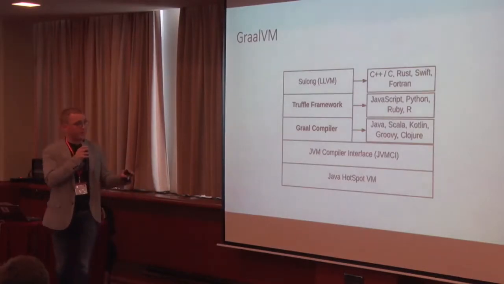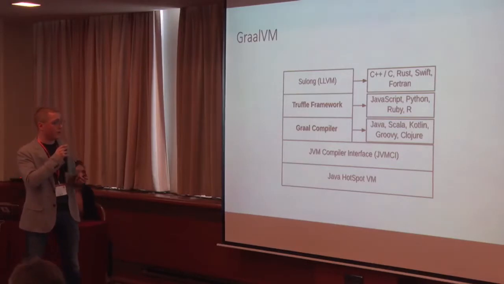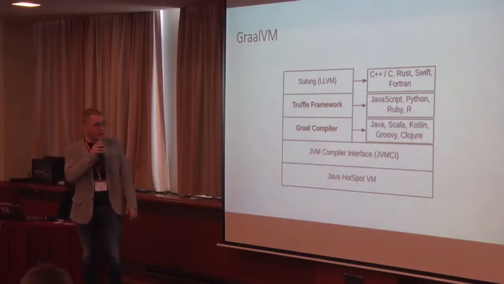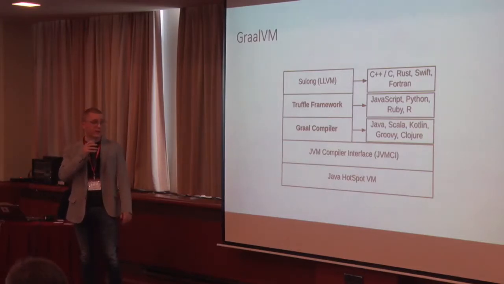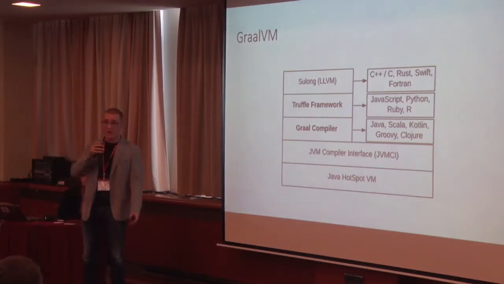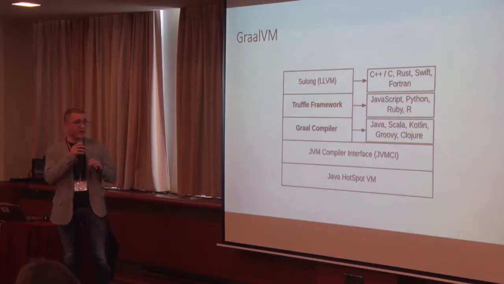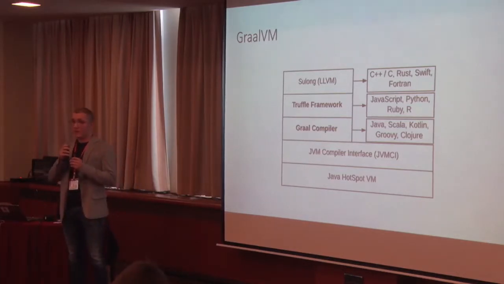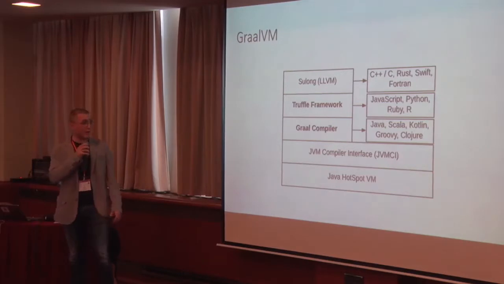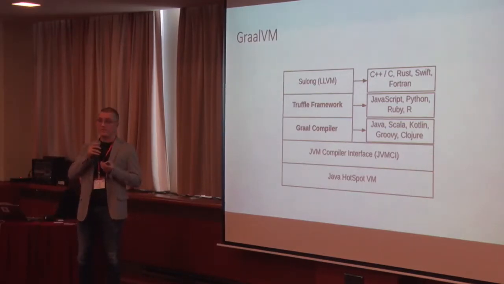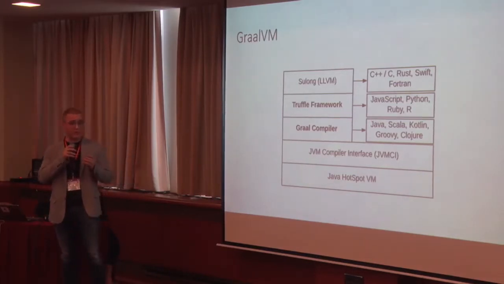So this is the basic architecture, a simplified version of the GraalVM architecture. At the bottom of the stack is the HotSpot VM. This is a virtual machine that was created by Oracle, which became the default in Java 1.3, and it is a really good virtual machine. A lot of time and a lot of money has been invested into it. On top of this, we have the JVM compiler interface. This interface is used to insert a compiler, in our case, a high-level object-oriented language-based compiler, Graal.